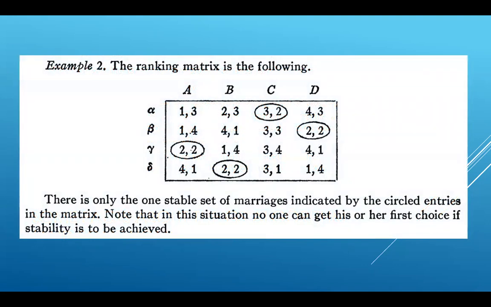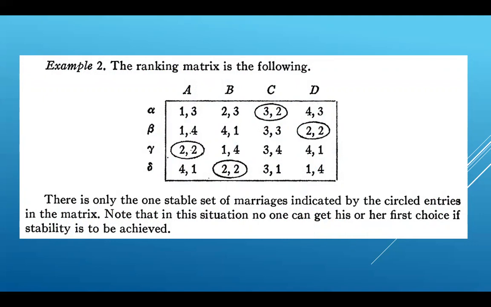So here's one example. Look at this. There's only one stable set of marriages, indicated by these circled entries in this particular ranking matrix. By the way, you could go through this and actually do the proposal algorithm if you wanted to. For instance, the men are alpha, beta, gamma, and delta. Who would they propose to in the first round? Alpha and beta would both propose to A. Gamma would propose to B, and delta would propose to D.